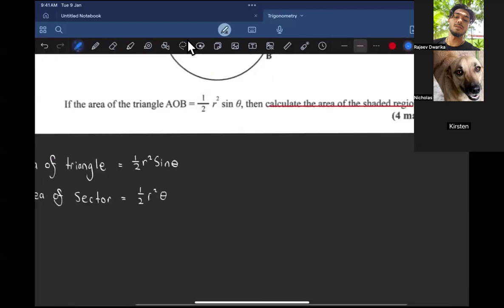So if I want to figure out the area of the shaded region, let me just draw a diagram here. I didn't join it yet.